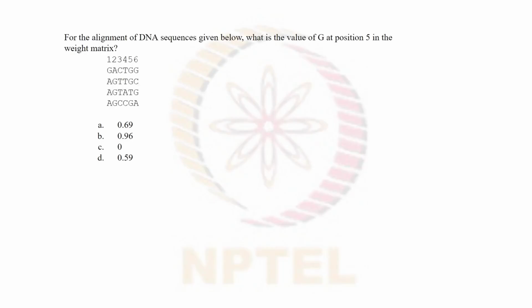So here, for the alignment of the DNA sequence given below, what is the value of G at position 5 in the weight matrix? At position 5, what is the value for G in the weight matrix?